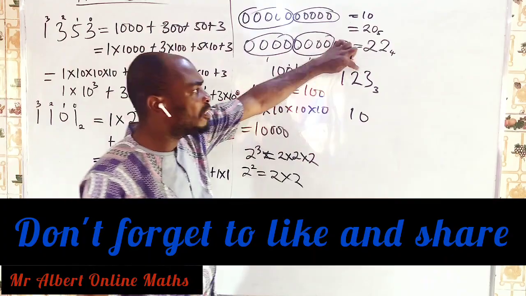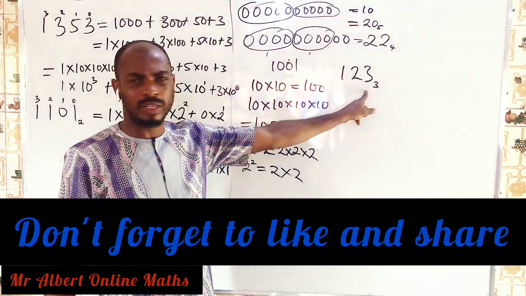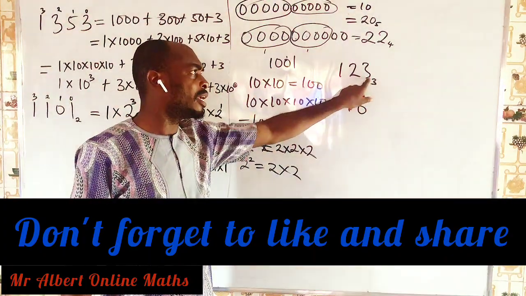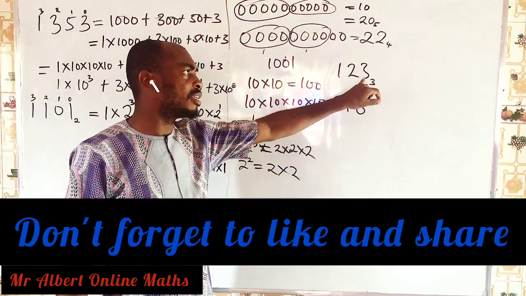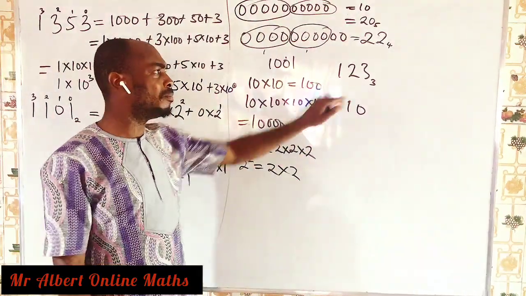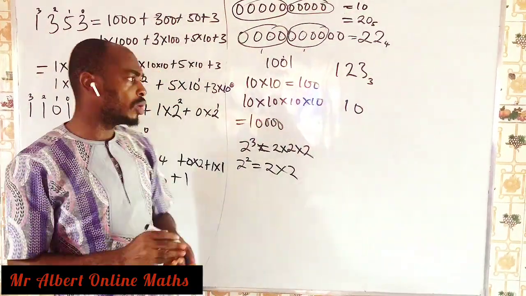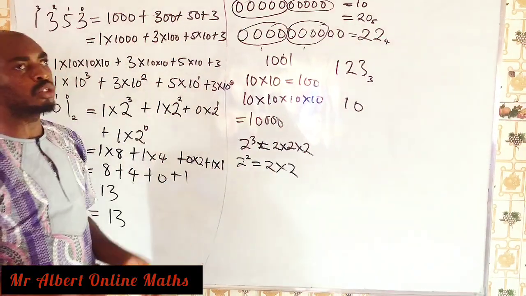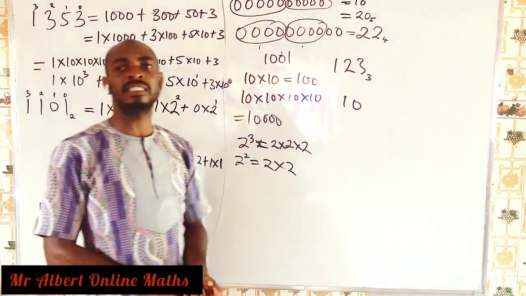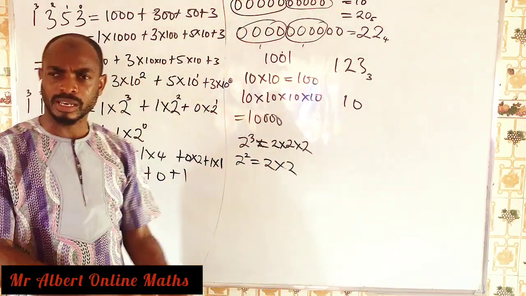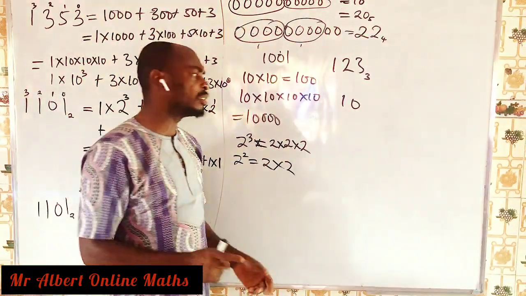So you can't have this. As far as base 3 is concerned, you cannot have a digit that is up to 3. The highest digit in base 3 should be what? 2. The highest digit in base 2 should be what? 1. The highest digit in base 10 should be what? 9. The highest single digit should be 9.